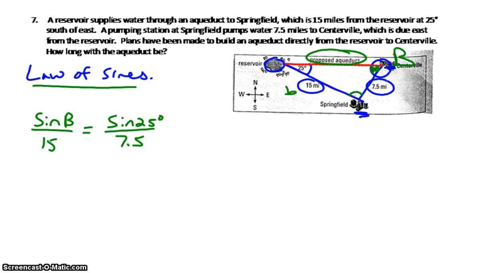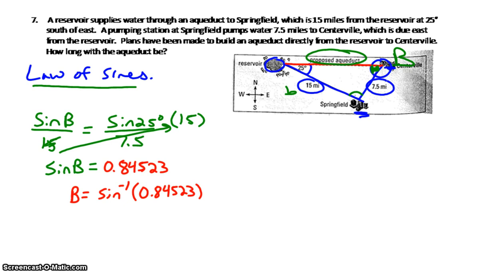Now I'm going to go ahead and cross multiply by 15, leaving me with sine of B equals the following. So you can see I need to put this into my calculator as an inverse. So I came up with a decimal. Now I'm going to do second sine and type in the 0.84523 into my calculator, giving me an estimate, and my degree then is 57.7 degrees. That's what I have.